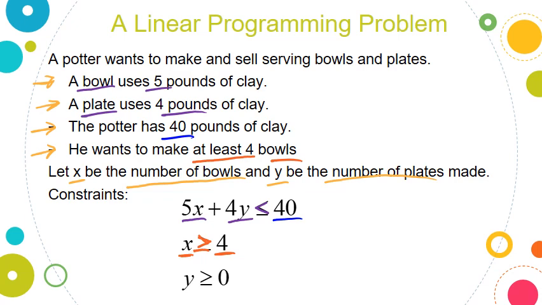And we actually have another constraint, even though it's not clearly written. Let's think about when we talk about plates. Y is the number of plates. I'm going to make plates, so I need a constraint of y is greater than or equal to 0. I can't make negative plates. So I'm going to constrain this to that first quadrant.